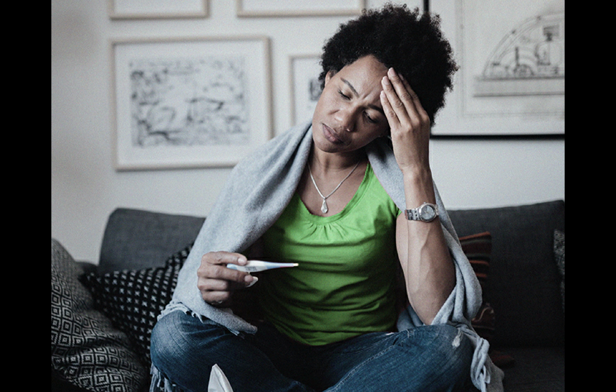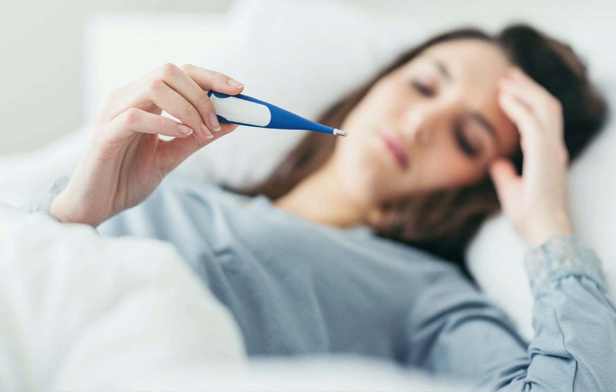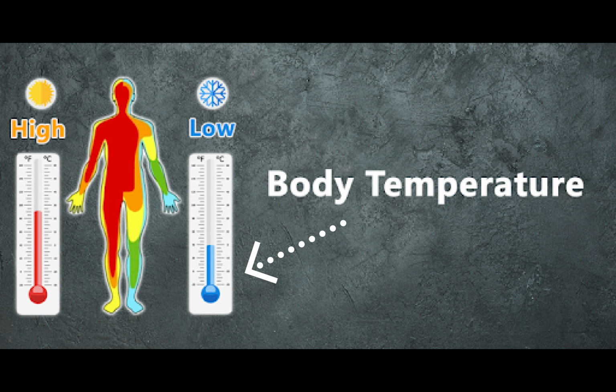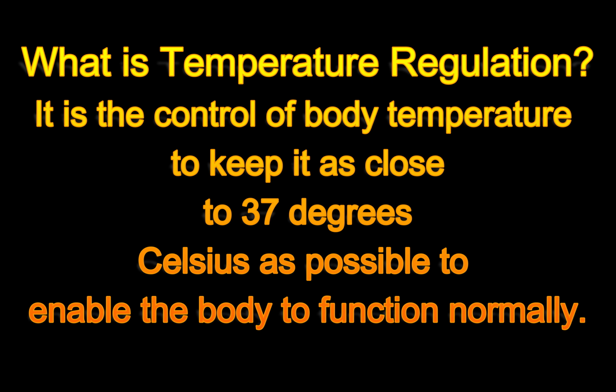Now, what happens if the body temperature is not kept constant? It's going to affect the functioning of the body. The entire functioning of the body will be affected if the temperature is going to drop far below or even rise far above 37 degrees Celsius. So let's recap. What is temperature regulation? Yes, it is the control of body temperature. Why? To keep it as close to 37 degrees as possible. Why? To enable the body to function normally.